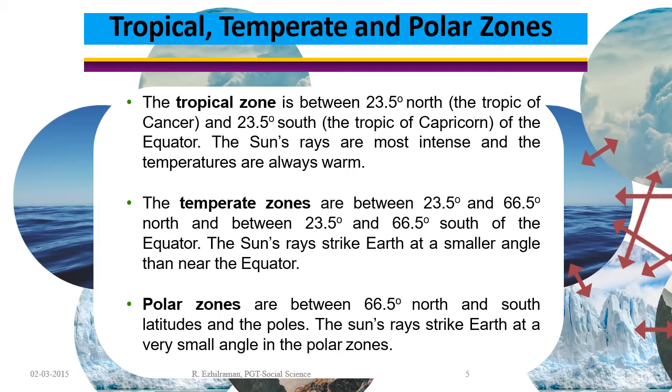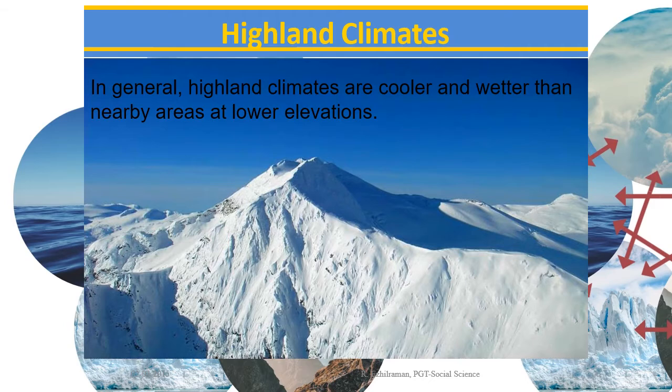The sun's rays strike the earth at smaller angles than near the equator. And polar zones are 66.5 degrees north and south of the equator and the poles. The sun's rays strike the earth at a very, very small angle in the polar zones. Then we have highland climates, which in general are cooler and wetter than nearby areas at lower elevations.